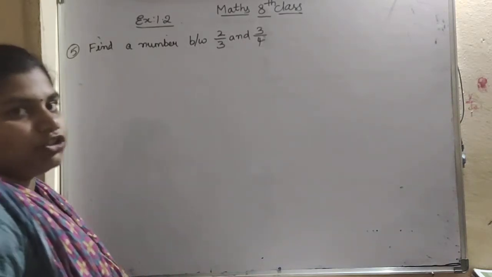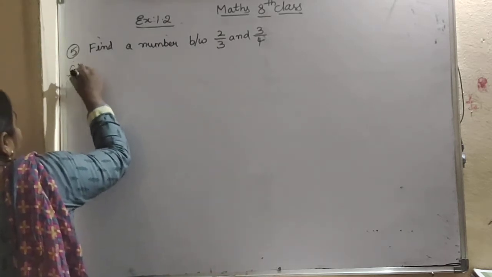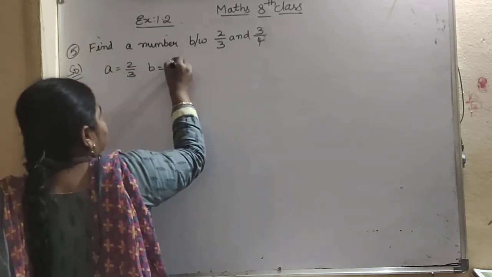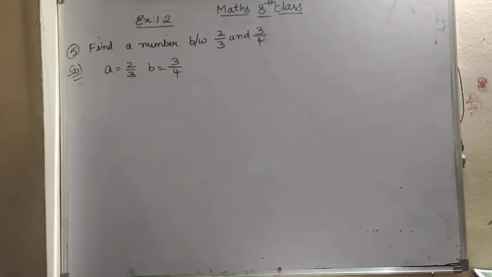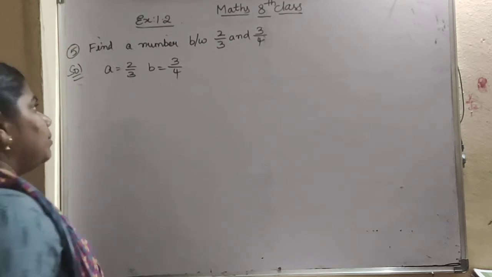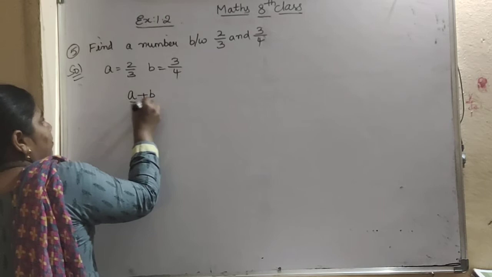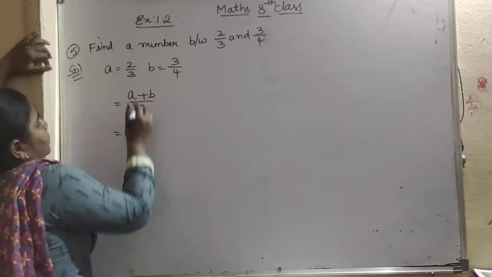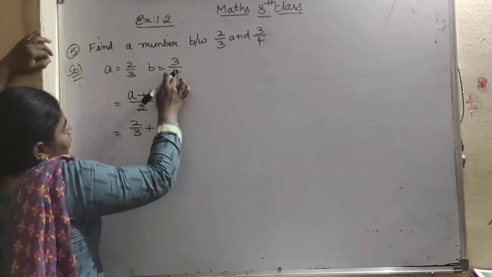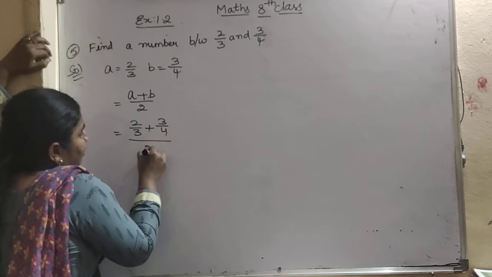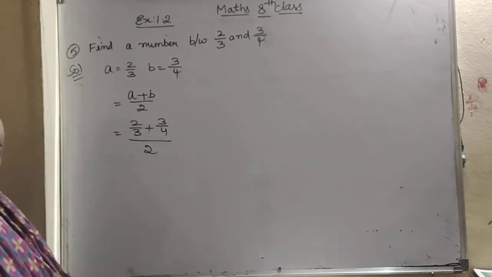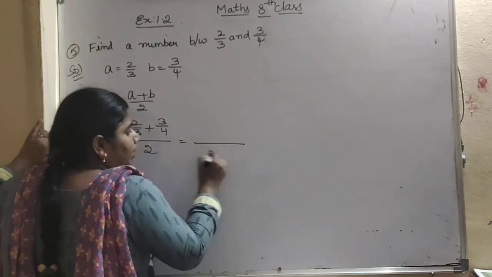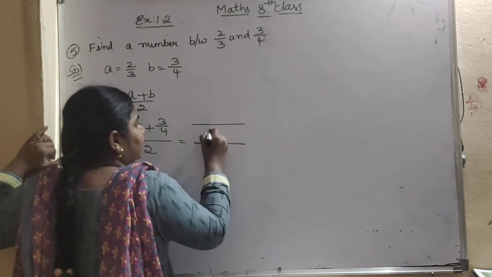For finding a single rational number, I told you a formula. So this value will be a value and this value, 3 by 4, will be b value. So what is the formula for finding a single rational number? That is a plus b by 2. So substitute a and b values here. So a value is 2 by 3 plus b value is 3 by 4, by 2. This 2 I wrote as it is. Now take the LCM of 3 and 4. So what is the LCM of 3 and 4? These 2 I am writing as it is. 3 and 4 LCM will be 12.